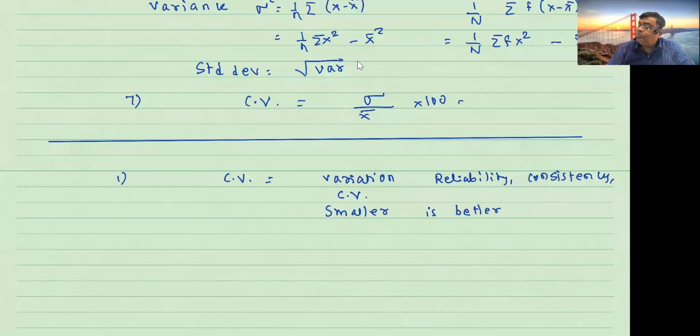तो जब जब आपको ऐसा वर्डिंग आएगा कंसिस्टेंसी चेक करो, तो you will find coefficient of variation which is sigma upon x bar. Smaller is better, smaller is more consistent, smaller is more reliable, etc.